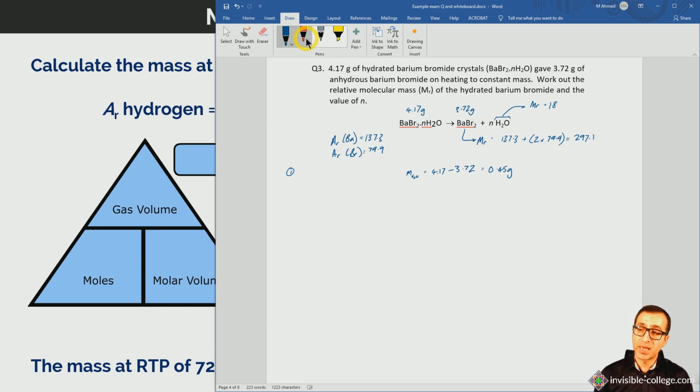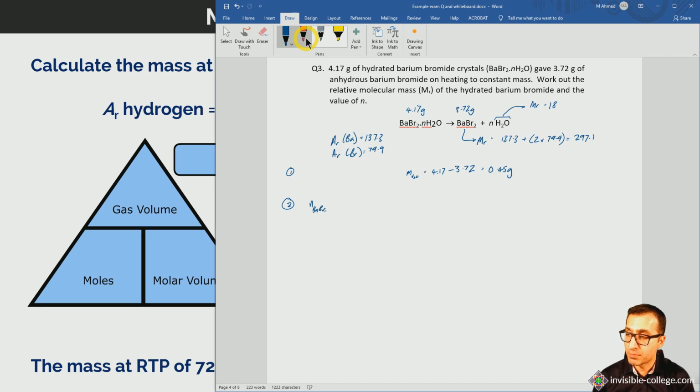Now what this tells us is that 0.45 grams of water was driven off the hydrated barium bromide crystals. But that must mean that however many moles of water that this is must have been the water of crystallization for the original anhydrous barium bromide. So we know that the mass of water is this. We know the mass of barium bromide here that's produced, the anhydrous barium bromide, is 3.72. So we can go ahead to the second step here and calculate the number of moles of barium bromide.